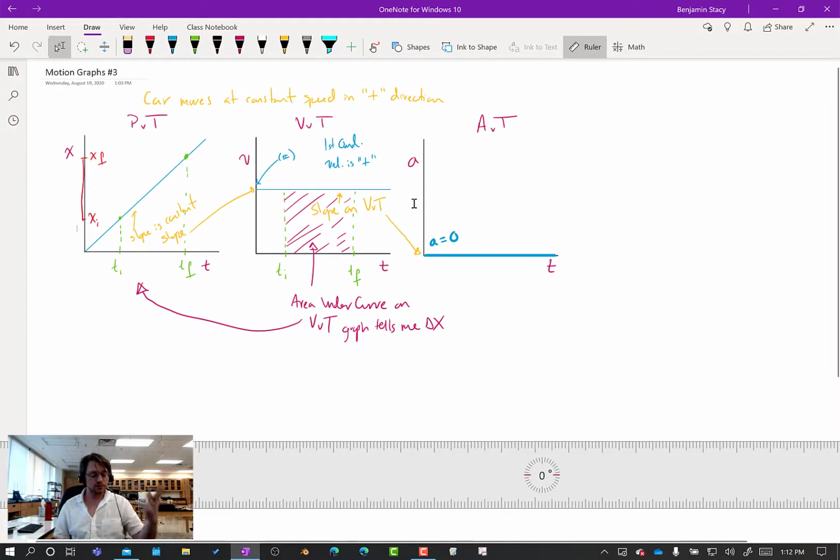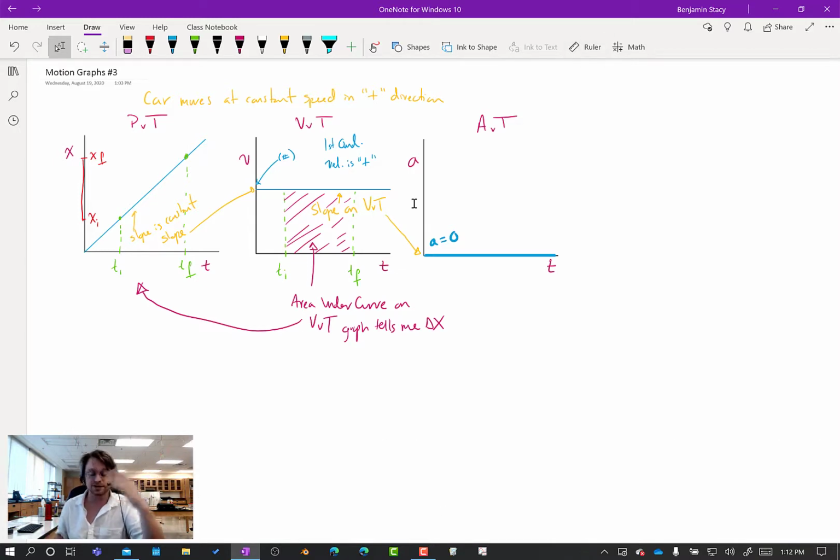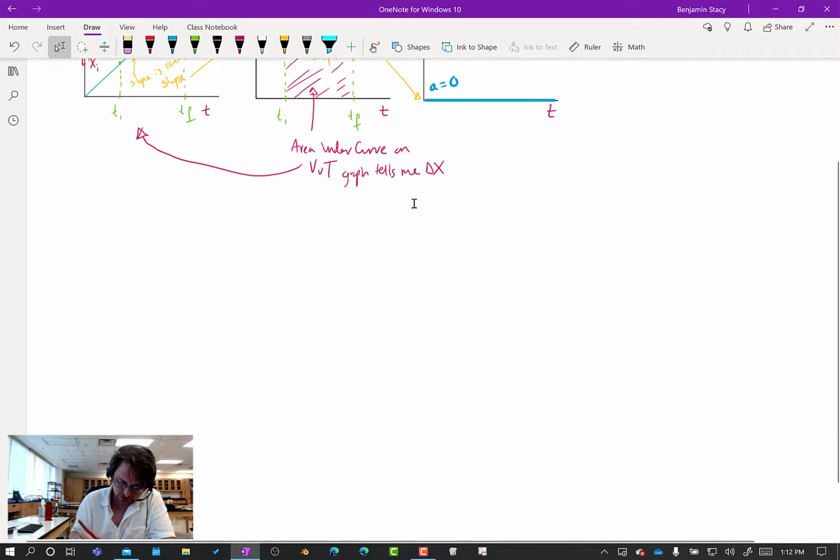Okay, so now we've finally gotten to three types of graphs representing the same scenario: position versus time, velocity versus time, acceleration versus time. Now let's take a look at a slightly different scenario where instead of a constant speed, our car is speeding up, still moving all the way in the positive direction. So here's our new scenario.